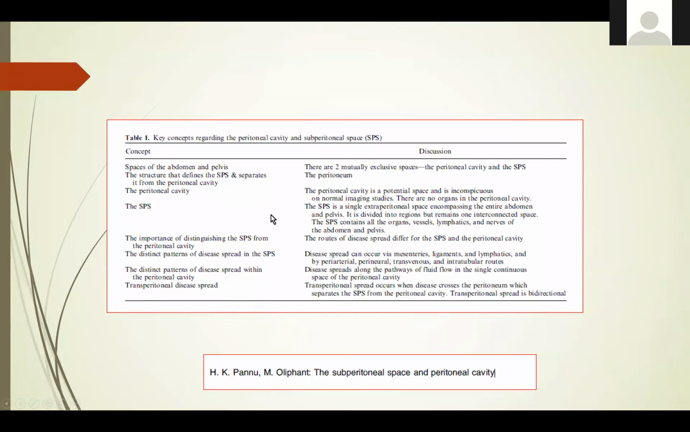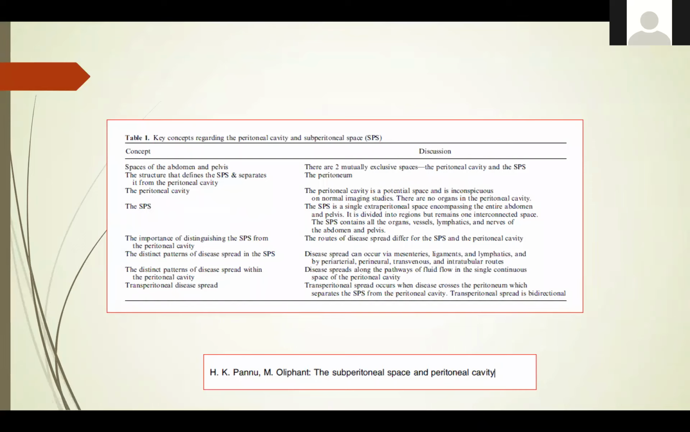The reason I'm talking about this is that there is a distinct pattern of spread. The peritoneal spread just goes along the fluid pathways, whereas subperitoneal spread goes along the nerves, the mesenteries, or any ligaments. And sometimes this subperitoneal spread can breach the peritoneum, and that's the transperitoneal spread. From there, it can cause drop metastatic deposits, drop pleural and peritoneal implants.